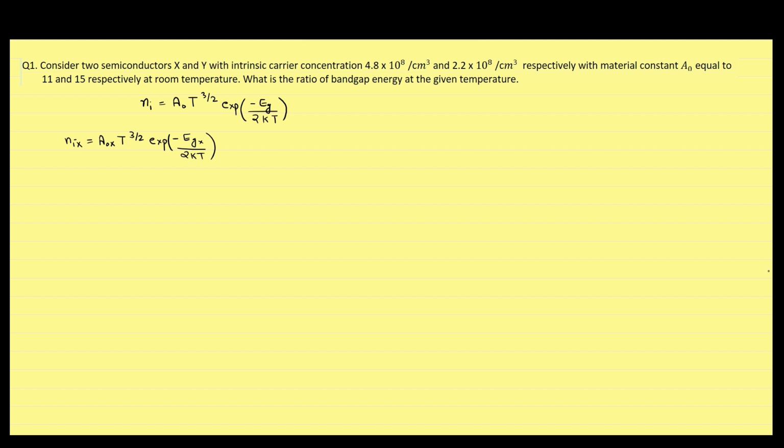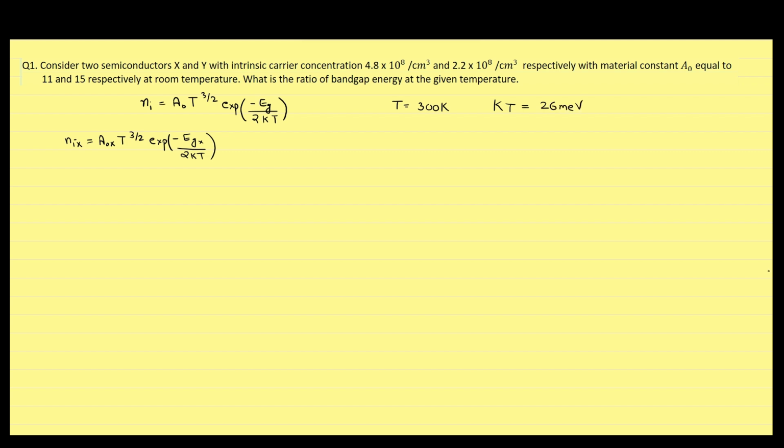Here Nix represents intrinsic carrier concentration of semiconductor X. A naught X is the material constant of semiconductor X. T is the temperature, which is 300 Kelvin, as it is already given that the semiconductors are present at room temperature. Egx represents the bandgap energy of semiconductor X. And also we will assume that kT will be approximately equal to 26 milli electron volt.